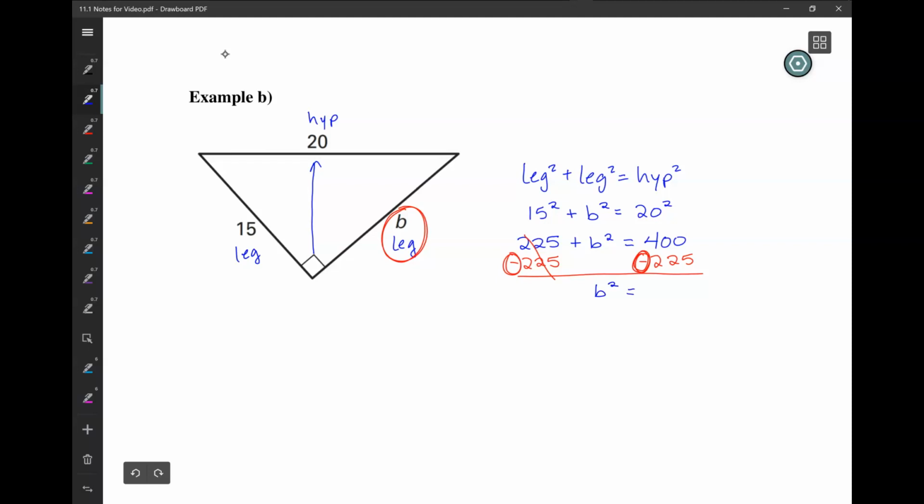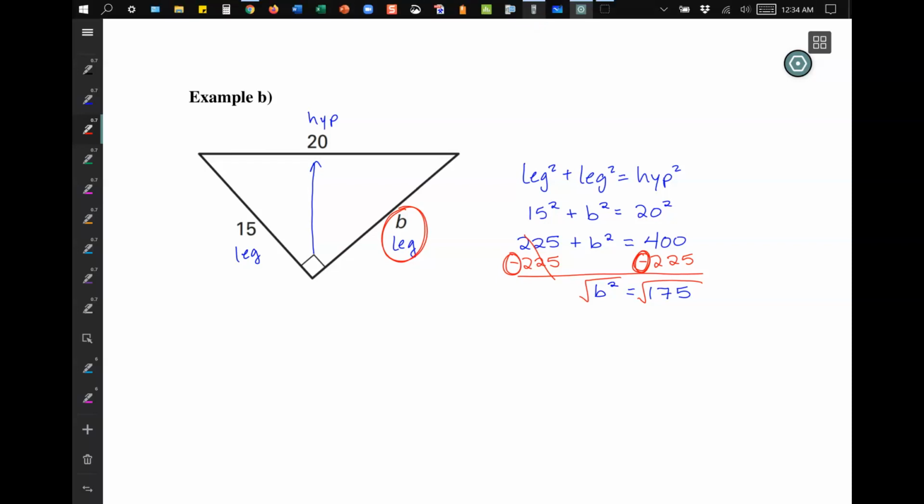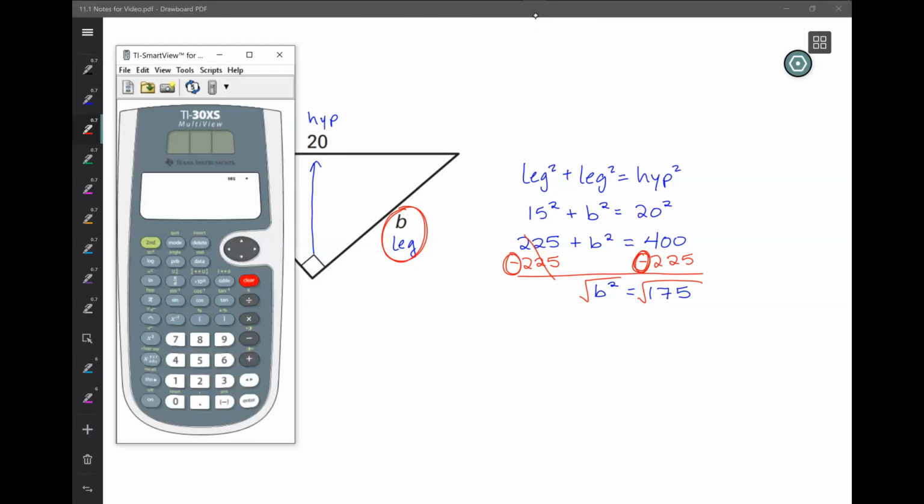So b squared is going to end up being 175. And I need a square root. So this is an example where this square root can be simplified. If you don't remember how to simplify a square root, what you want to do is make a factor tree for 175. Think about what goes into 175.